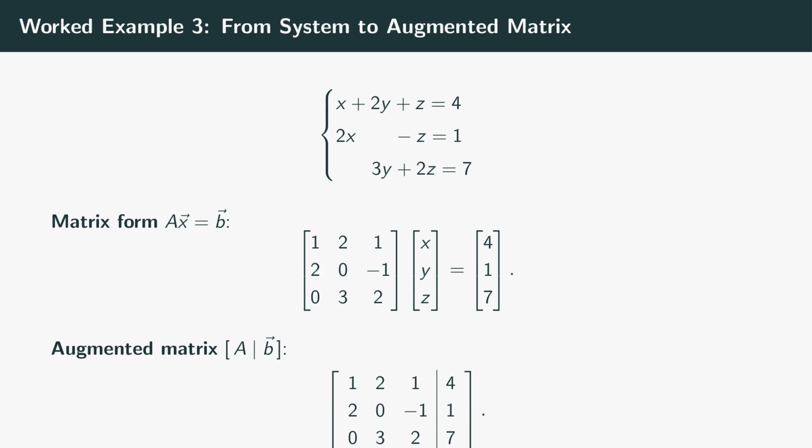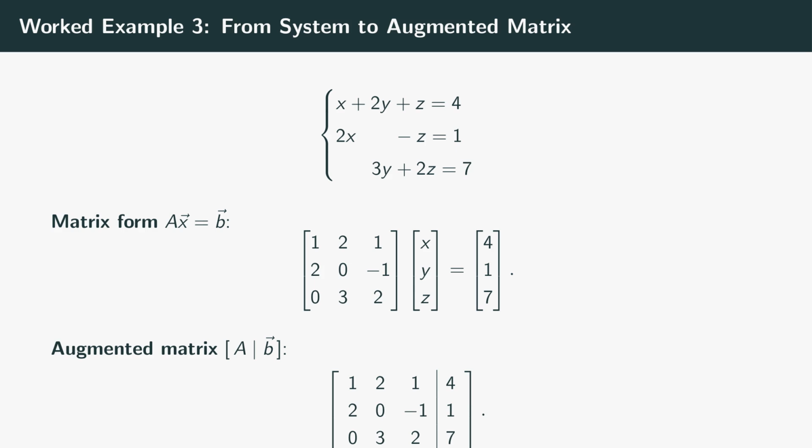Now build the matrix form. The coefficient matrix A has rows 1, 2, 1, then 2, 0, -1, then 0, 3, 2, those zeros standing in for the absent variables. The unknown vector x stacks x, y, z, and the right-hand side vector b stacks 4, 1, 7. So the system is A times x equals b.